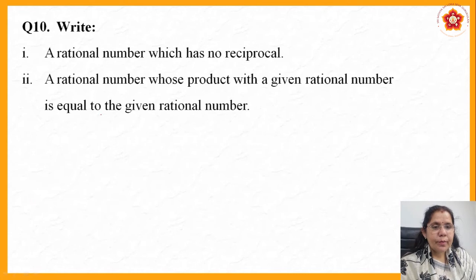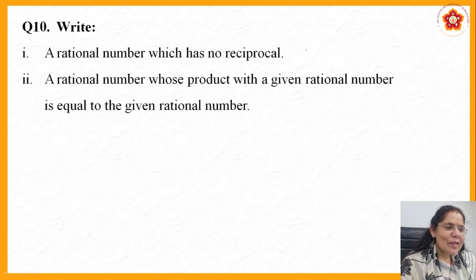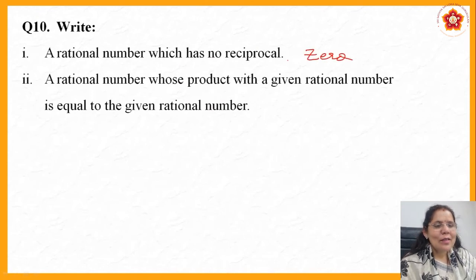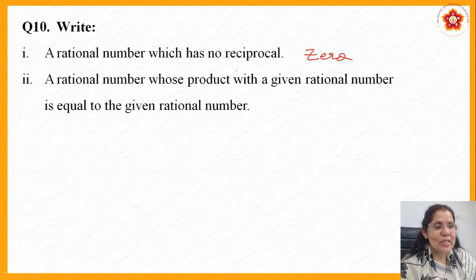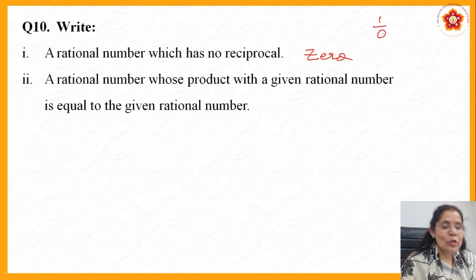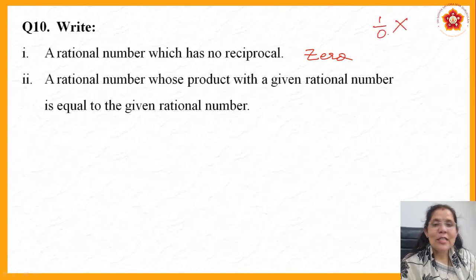The last question, a rational number which has no reciprocal. Just now we have done. 0 is the only rational number which has no reciprocal, because if we take its reciprocal, 1 upon 0 is not defined.